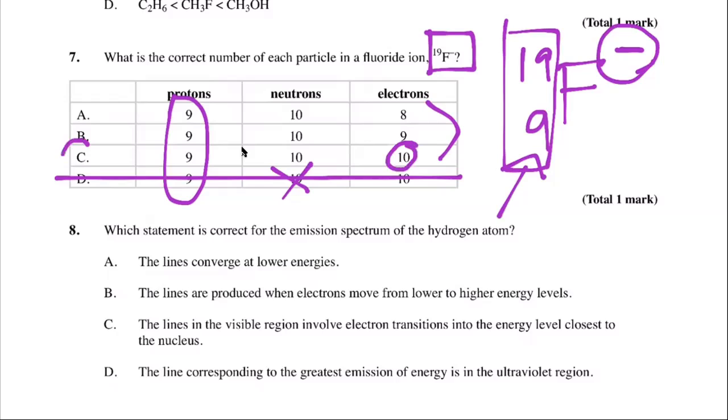So my answer would be C on this one. Can't be B because the electrons and protons are not the same. And then A would be if it had a +1 charge, but it has a -1, so it has to be C.